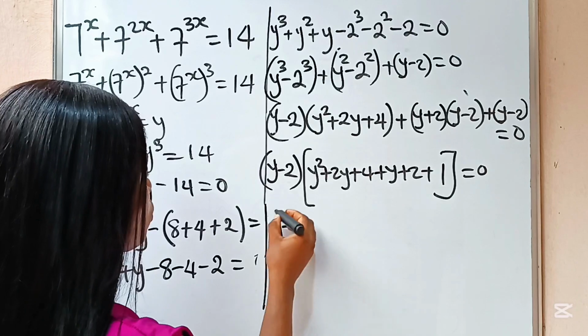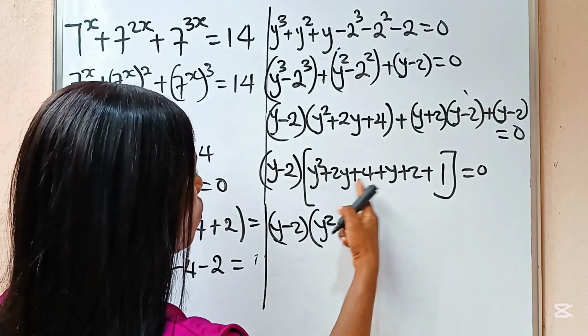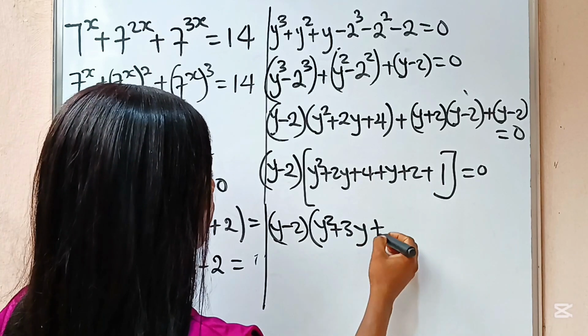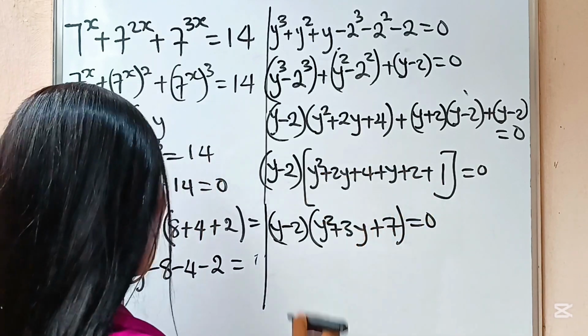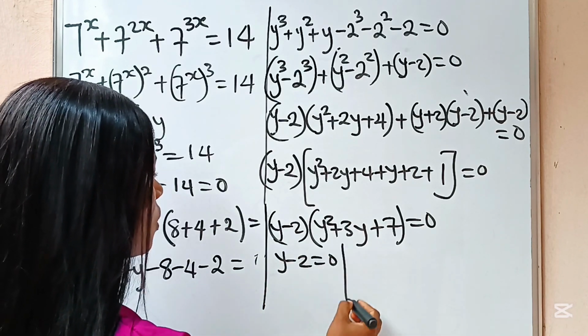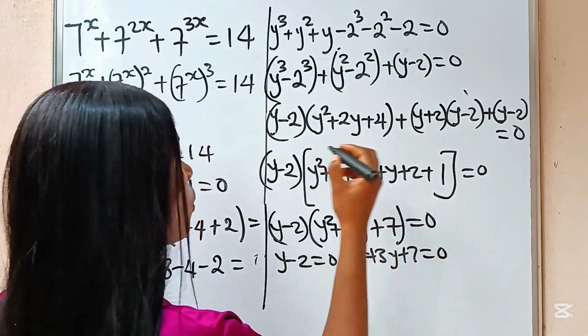y minus 2 into y squared, 2y plus y will give us plus 3y, 4 plus 2 plus 1 will give us plus 7, right? Is equal to 0. So we can see that y minus 2 is equal to 0, and y squared plus 3y plus 7 is also equal to 0.